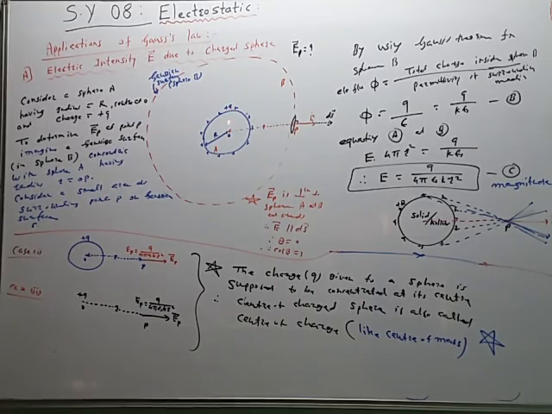The whole charge is supposed to be concentrated at its center, and therefore O is also called the center of charge. Like center of mass, this is the concept of center of charge. So whatever may be the radius R, the charge will be concentrated here. Therefore, it is called the center of charge.